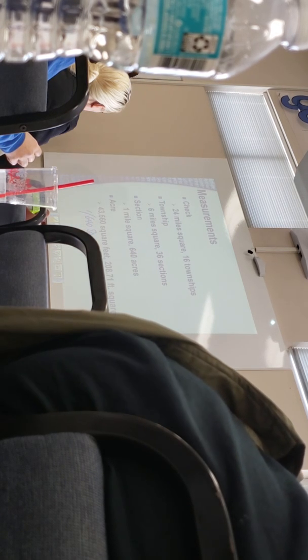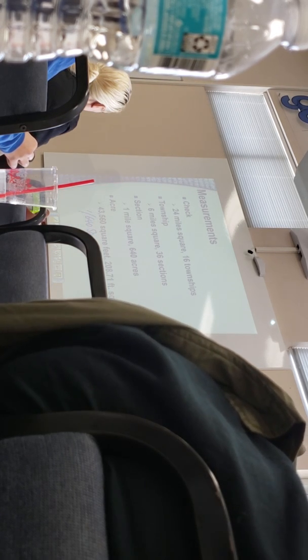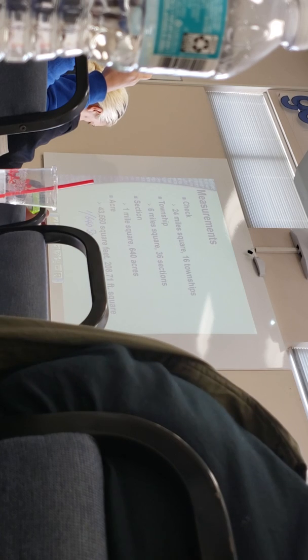Know this number: 1/640th of a section is also an acre, a description of an acre. Those are 3 descriptions of an acre you need to know: 43,560 square feet, 208.71 feet square, and 1/640th of a section.